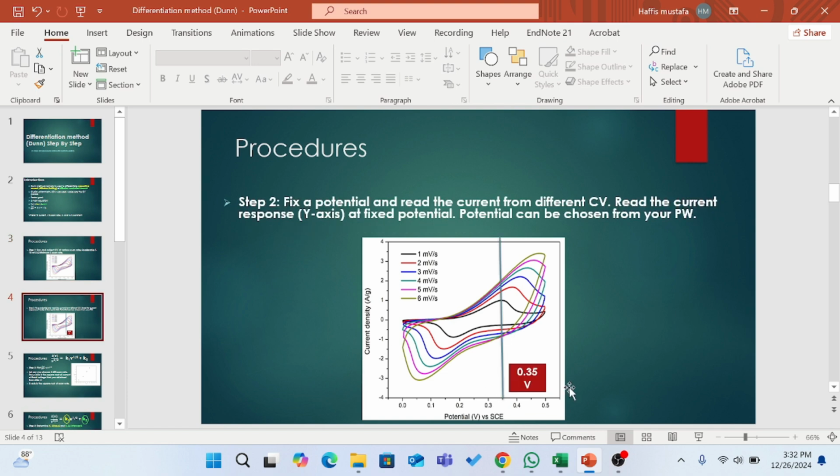Then you fix a voltage. Fixing a voltage is important. In this case, I fix at 0.35 volt. You can go to 0.4 or 0.5, whatever voltage around your potential window. But I don't encourage you to take the cathodic one; better take the anodic one, because the value might be a little different between anodic and cathodic. So it's also a choice and a variable, not a constant. You need to fix either one.